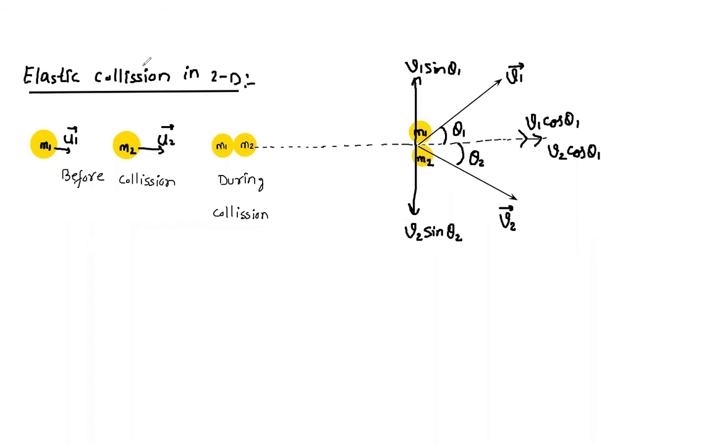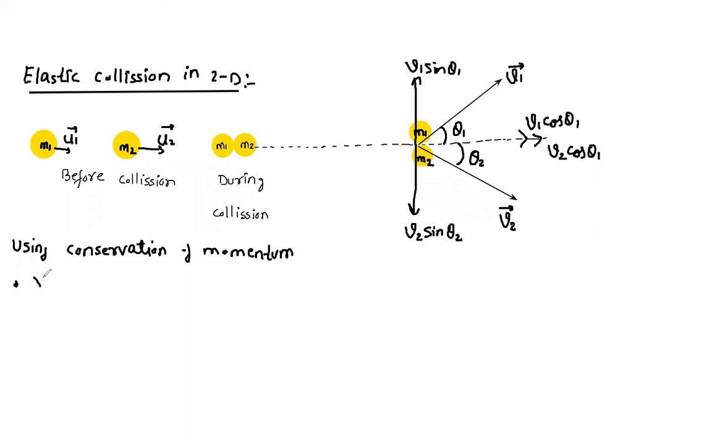Now, since the collision is elastic, both the conservation laws, the conservation of momentum as well as conservation of energy, are applicable. If I use conservation of momentum, then this says momentum before collision is equal to momentum after collision. But before collision, your momentum is along x-axis, and after collision, it is along x-axis as well as y-axis. So you can apply this conservation of momentum separately along x and y-axis.